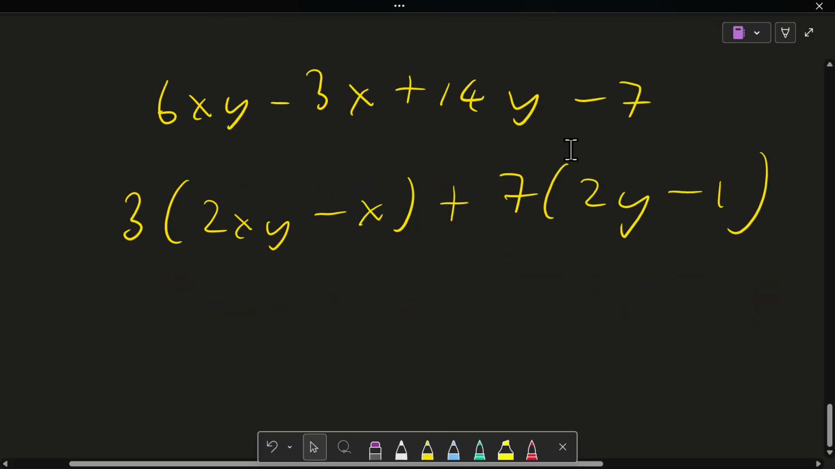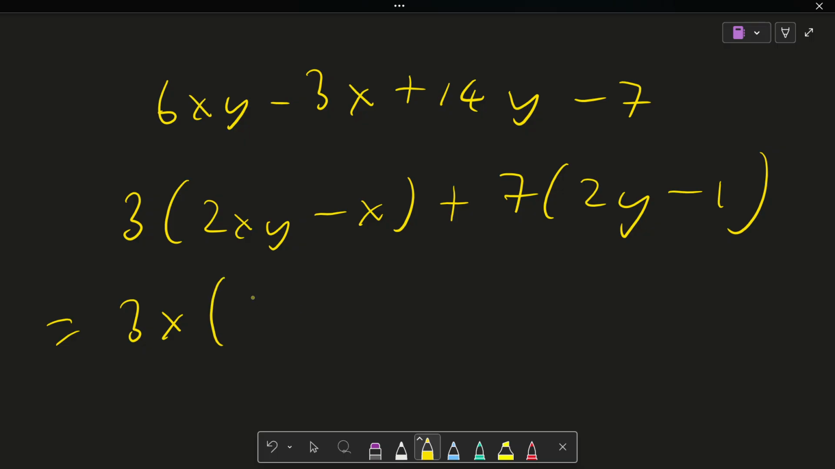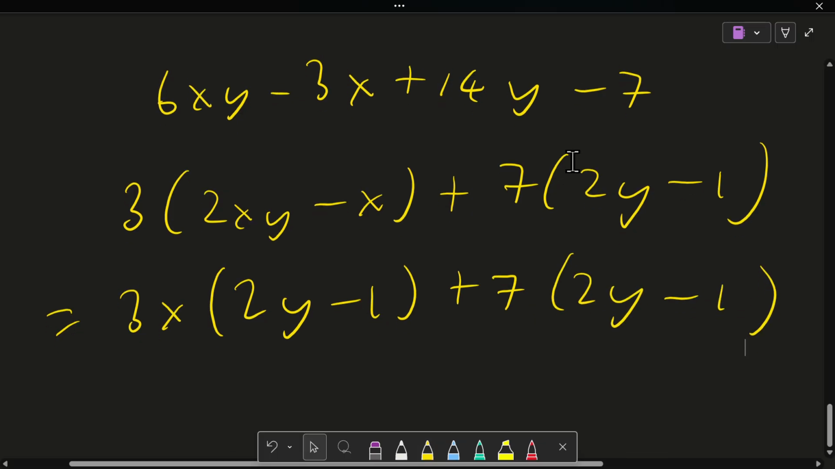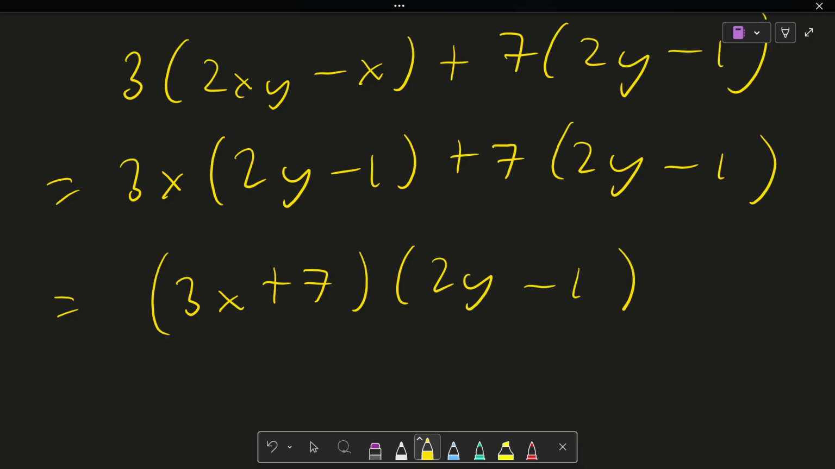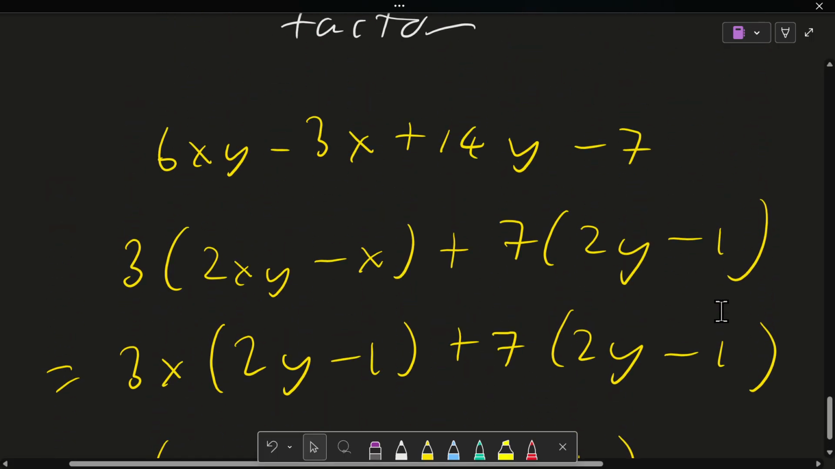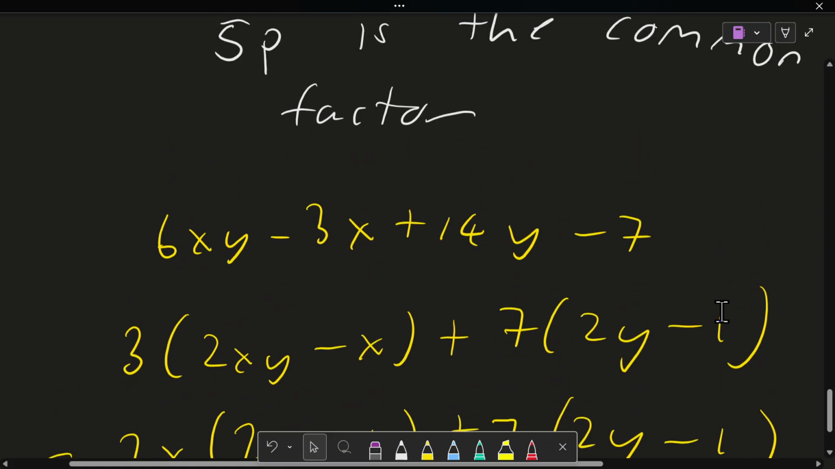Okay, 2y minus 1. And you can further write this as 3x times 2y minus 1 plus 7 times 2y minus 1. If you notice these two are the same, so basically you can just take it as 3x plus 7, multiplied by 2y minus 1. Okay, it can be factorized in that way.